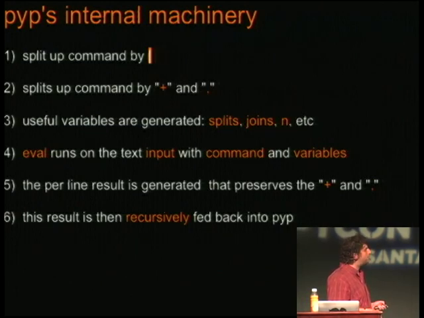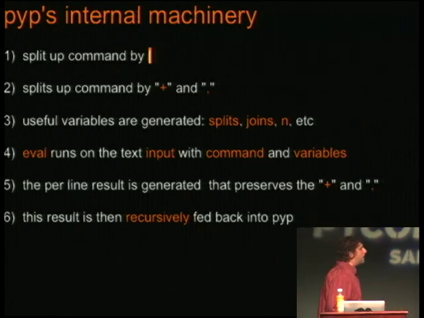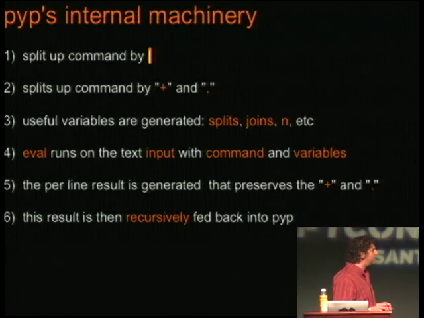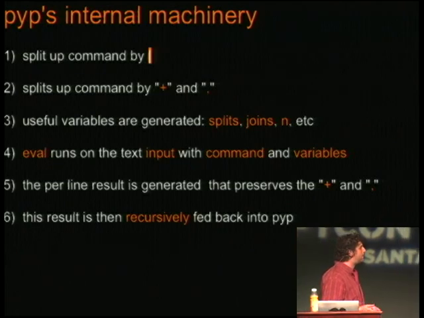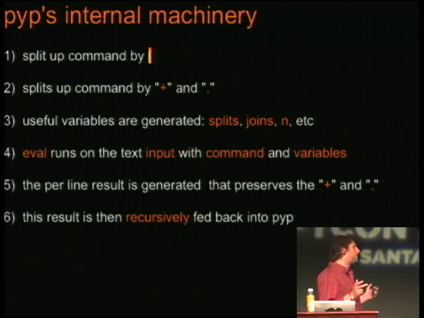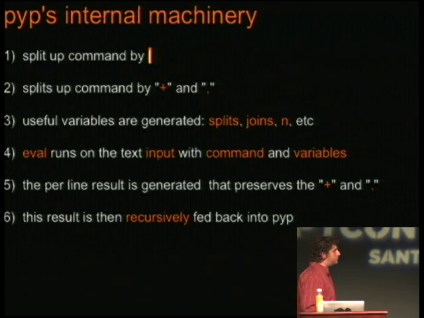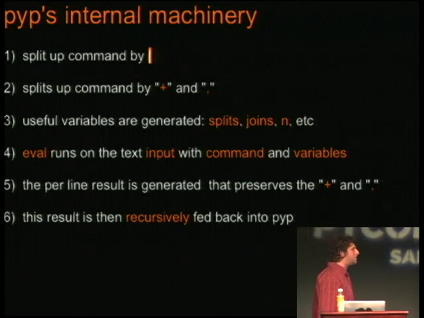The useful variables, splits, joins, stuff like that, are generated. And then it's just an eval that runs on the input with your command and the variables. You get your output, right? This is added to the history dictionary. And then finally, everything's joined back together with pluses and commas to preserve your original intention of string formatting, right? This is recursively fed back into pipe, and again, stored in the history dictionary, and then you get your final output when it runs out of commands.